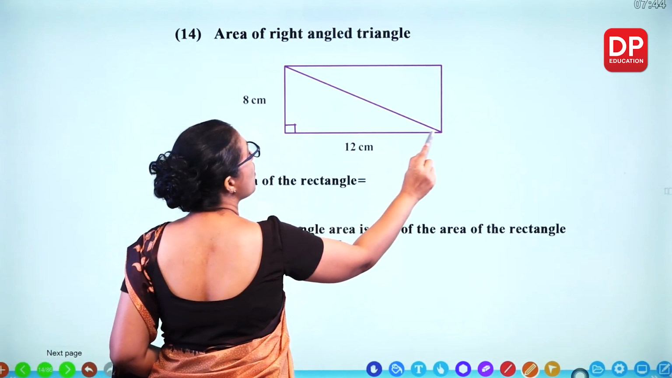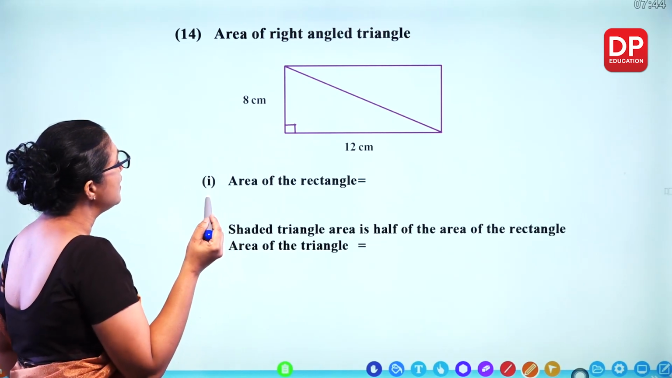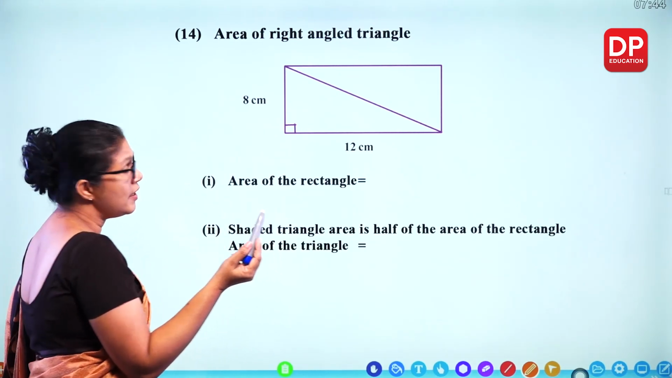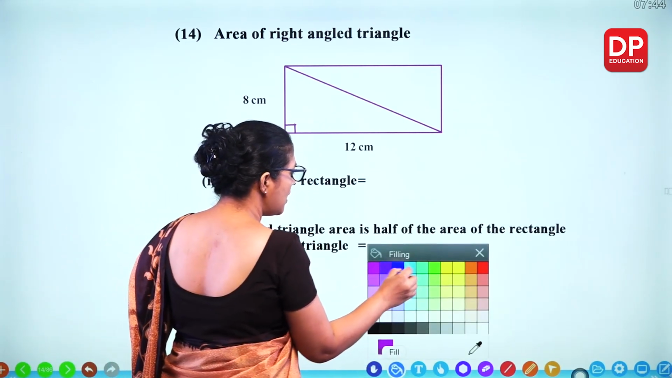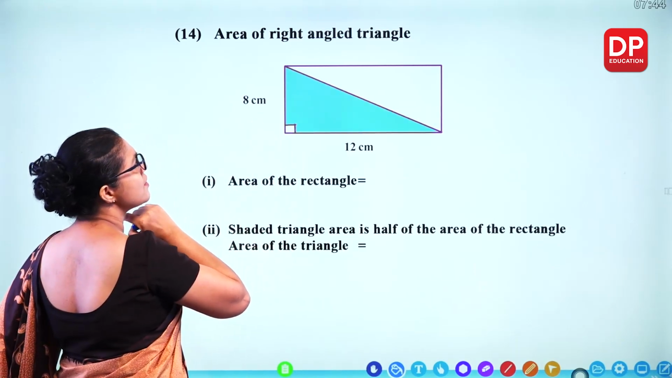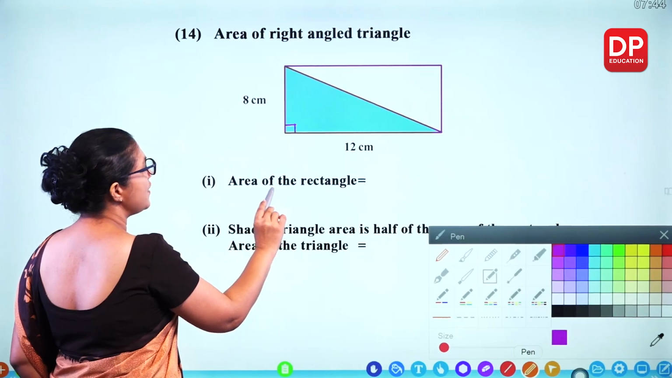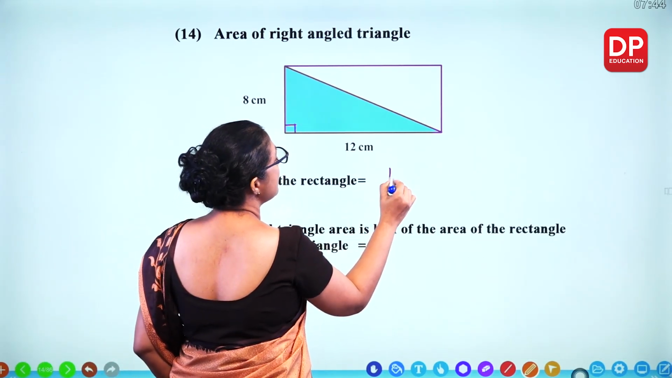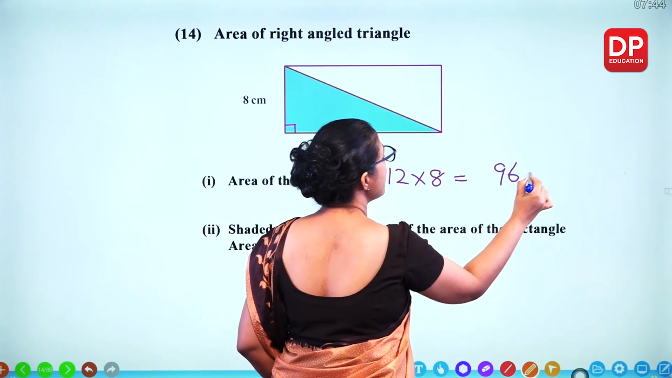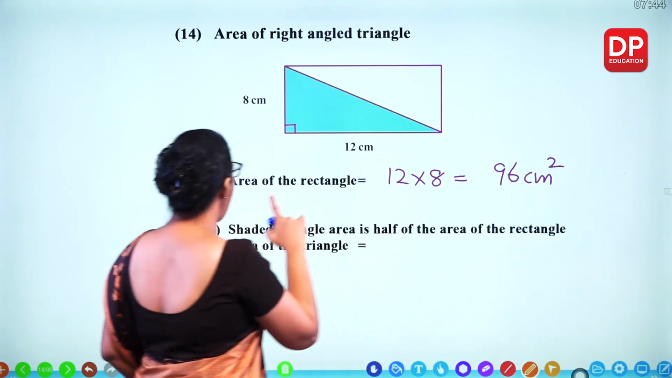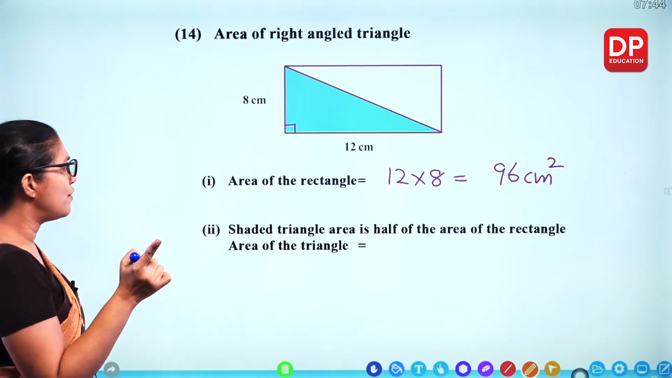So this is one side, 12 centimeters. This is the breadth, 8 centimeters. What's the area of the rectangle? We know length into breadth. But we want to find out the area of the triangle. How do we find it? First find the area of the rectangle. That's length into breadth, 96 square centimeters, and the shaded triangle is half of the area of the rectangle.